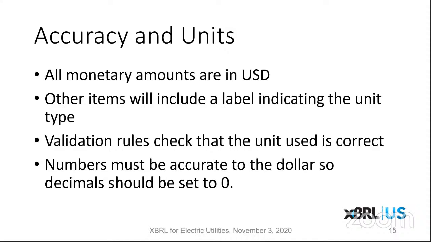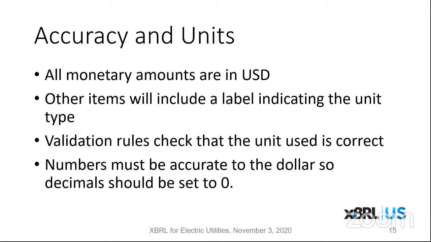So if you put the wrong unit on, for example, if you put the total production of a power plant in kilowatt hours, then it would say, no, you've got to use megawatt hours for this element. So that's in there. So you probably can't go too far wrong with that.